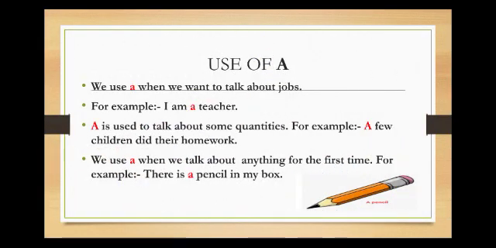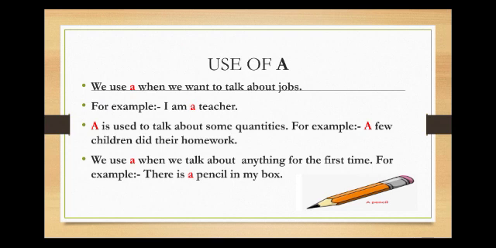Now children, we use a when we want to talk about jobs. Jobs like teacher, doctor, barber, tailor, etc. For example, I am a teacher. So teacher is a job. Teaching is her profession. So, I am a teacher. A is used to talk about some quantities also. For example, a few, a little, etc.